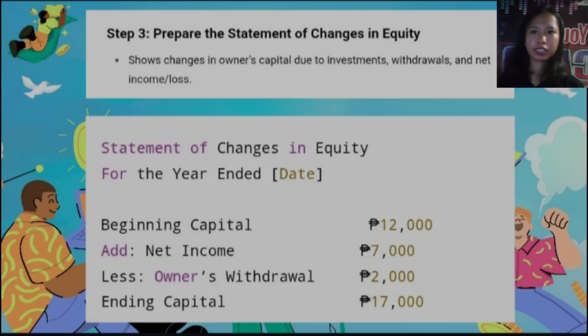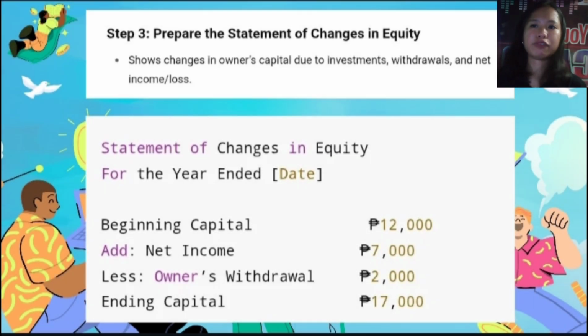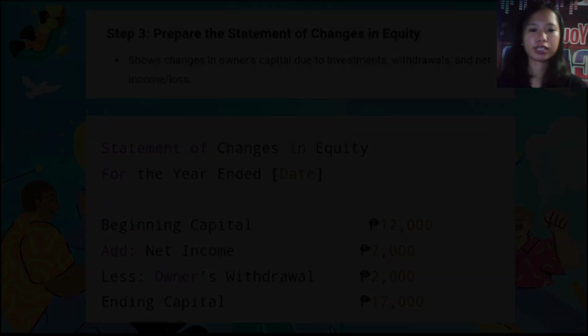Here is step 3, statement of changes in equity. So, this shows how the owner's capital increased or decreased during the year. First, you start with your beginning capital, which is 12,000. Then, you add your earnings or profit, net income, which is 7,000. Then, you subtract money you got from the business owner's withdrawal, which is 2,000. Then, what's left is your ending capital, which is 17,000.